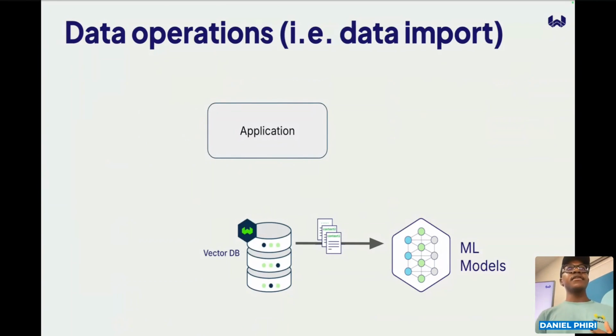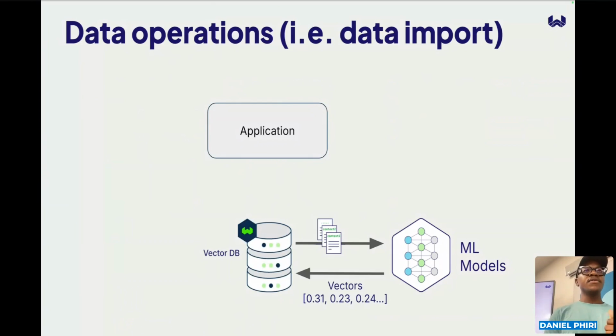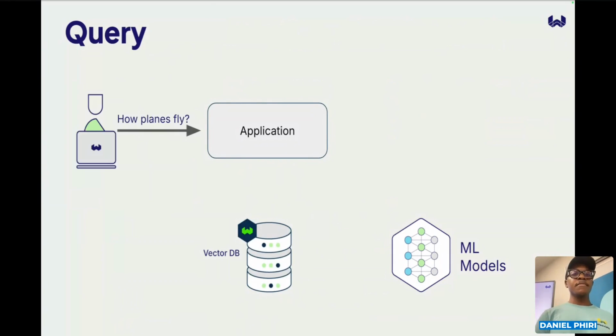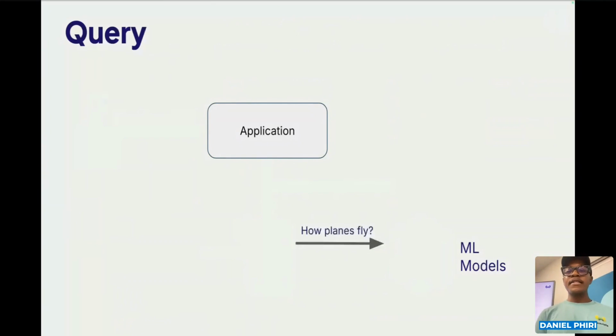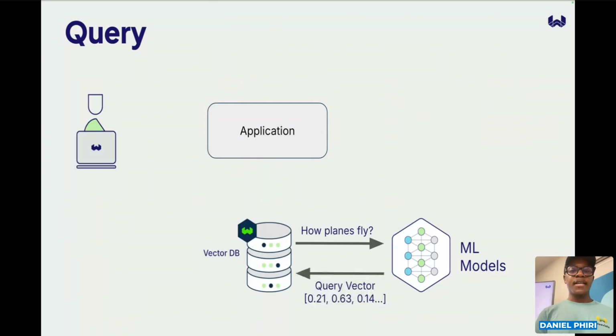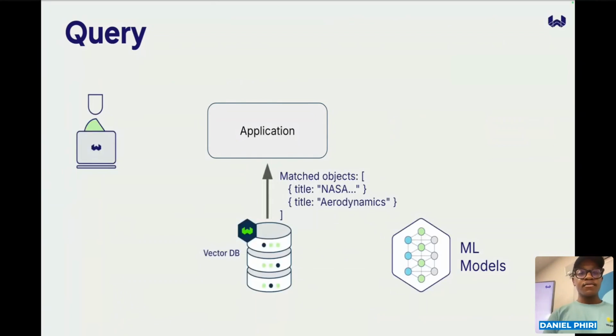It creates these vector embeddings, which represent the sort of abstraction of these actual objects. And then those objects and those embeddings get sent back to my database, and they're stored in my database. That way, whenever I want to query them through an application, I can make a query, like how do planes fly? It looks through that data, and then it sends that data back.